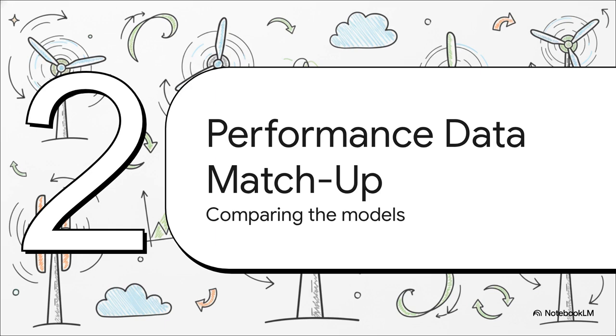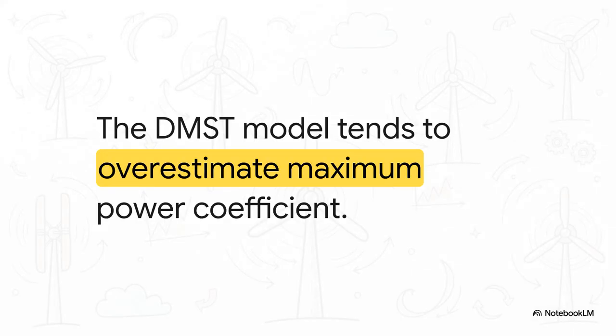Let's see the results in Section 3, the performance data matchup. Right out of the gate, the data reveals a pretty major flaw with our first contender. The DMST model tends to overestimate the maximum power coefficient. Think about that. If you're an engineer relying on this model, your simulation is basically telling you your turbine is going to generate more power than it physically ever could in the real world.